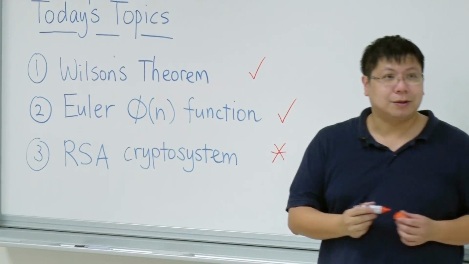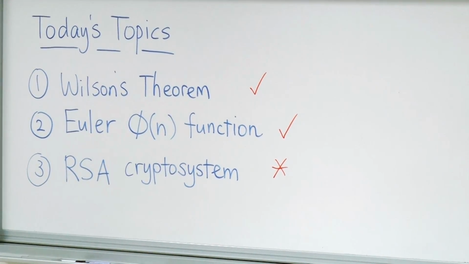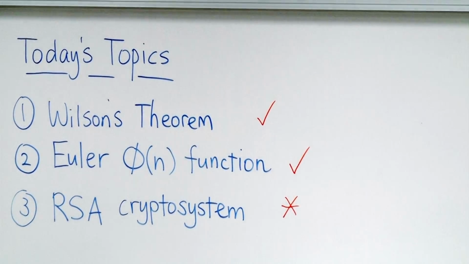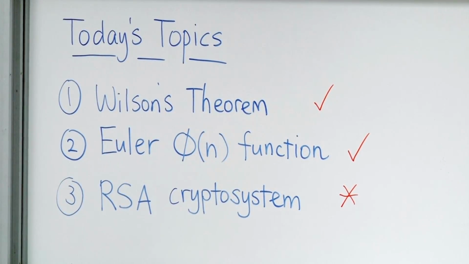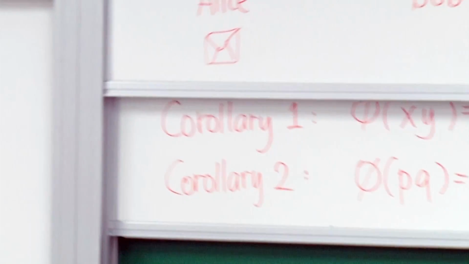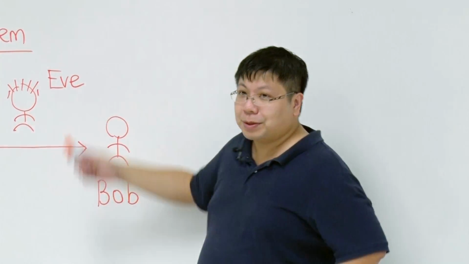But now we are going to look at this RSA cryptosystem, and we are going to make use of a lot of things that we have studied before. One is this Euler phi function. The other is the Euclidean algorithm. Basically these two things. So first of all, what is a cryptosystem?